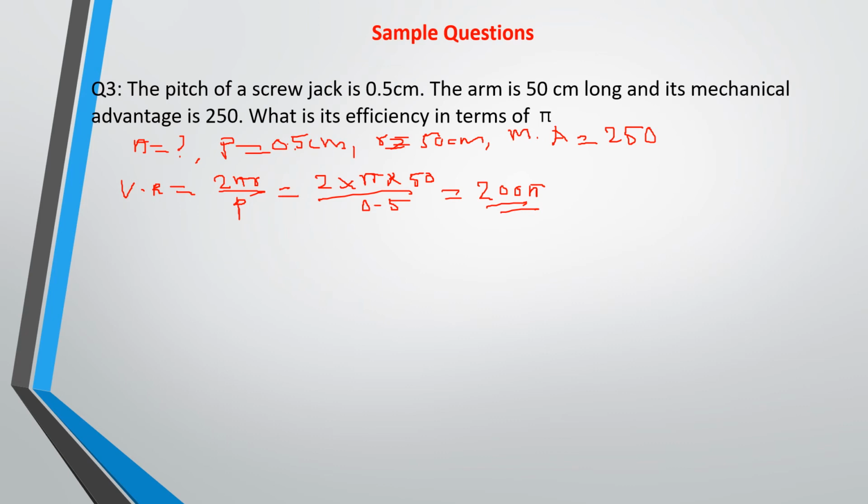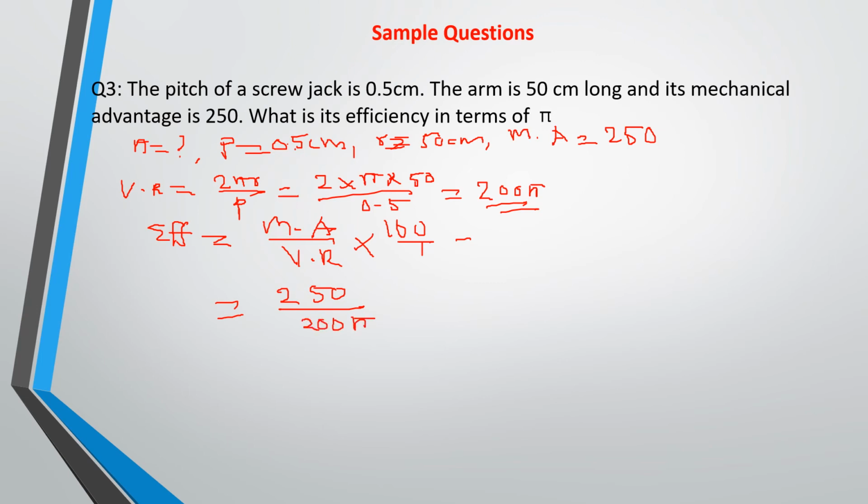Now, your efficiency is equal to mechanical advantage all over velocity ratio multiplied by 100 over 1. So if you substitute these values, mechanical advantage is 250, velocity ratio is 200 pi, times 100 all over 1. This will cancel out.